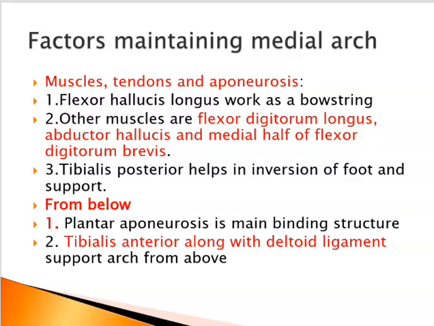Then we go to the component of muscles, tendons and aponeurosis. They are together discussed. Flexor hallucis longus works as bowstring. Other muscles are flexor digitorum longus. Then tibialis posterior helps in the inversion and also foot support. From below, there is plantar aponeurosis, that is the main binding structure, and from above, the tibialis anterior along with deltoid ligament support the arch.